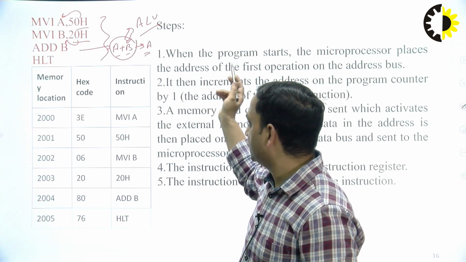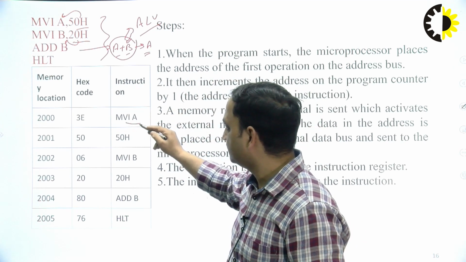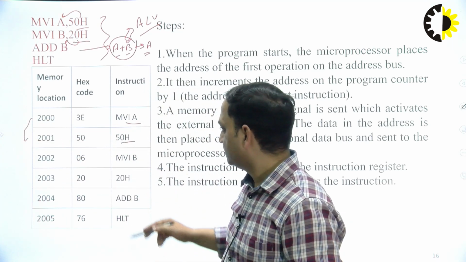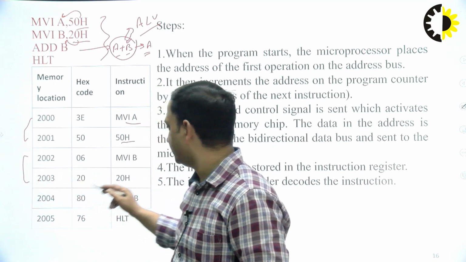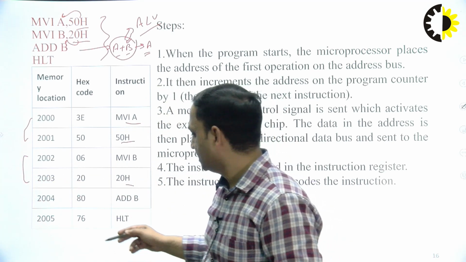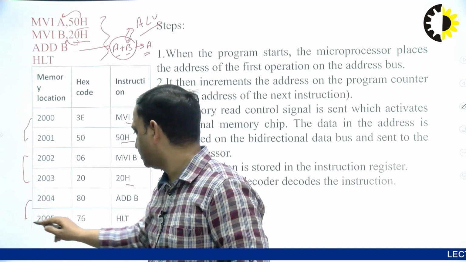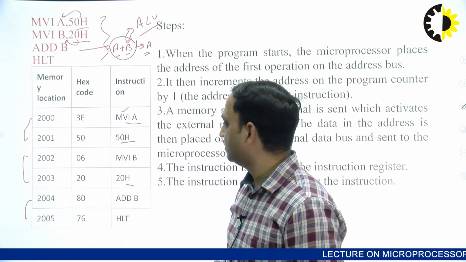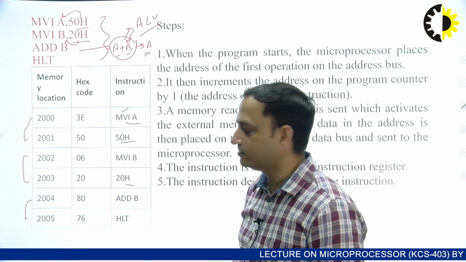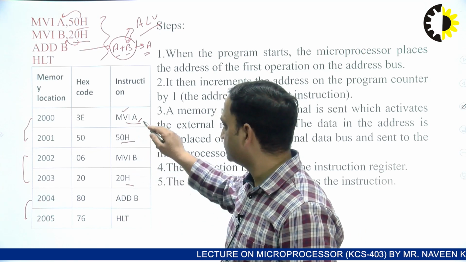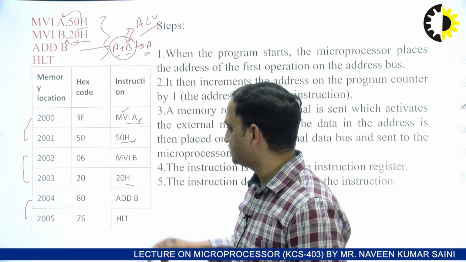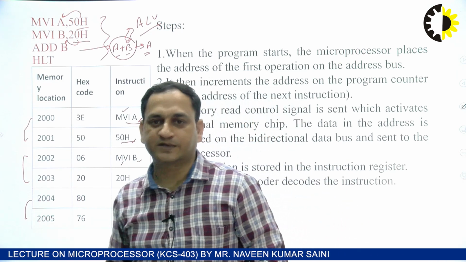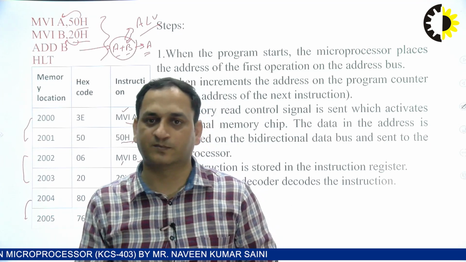So it shows here that MVI A, 50H is at memory location 2000 to 2001, then 2002 to 2003 is MVI B, 20H, and 2004 is HALT, at 2005H. Here each instruction requires memory locations because MVI is a 2 byte instruction: one byte for the opcode and another byte to store 50H, and so on. So every byte occupies one memory location, as we mentioned.